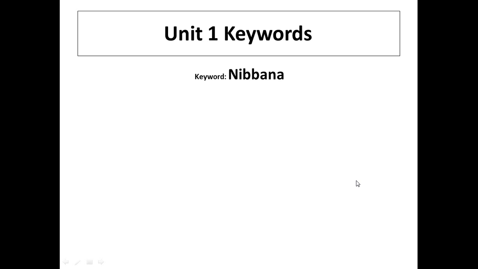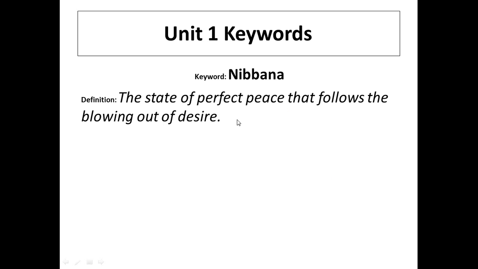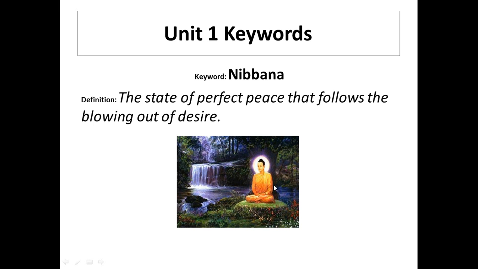Nibbana, absolutely crucial, the most important keyword in a way for the whole of Unit 1. The state of perfect peace that follows the blowing out of desire. It can be translated as enlightenment, but according to the exam board's mark scheme, that would only get you 1 mark if you wrote down enlightenment. So what you need to write down is the state of perfect peace that follows the blowing out of desire, and here is the Buddha enjoying that state of perfect peace.